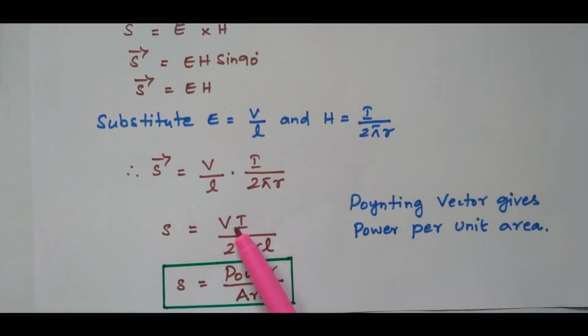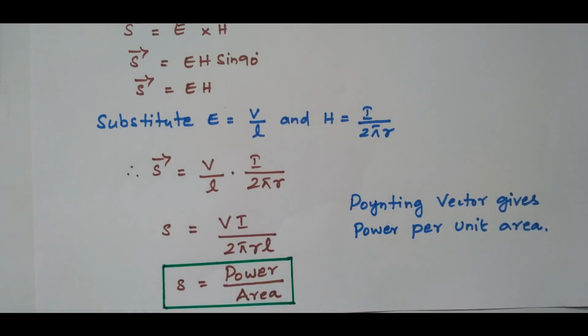This V into I is nothing but power, voltage into current. 2 pi RL is nothing but an area. Right? So power divided by area. So the Poynting vector gives power divided by area. That is, the Poynting vector gives power per unit area.